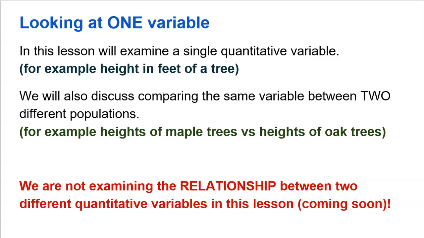We also discussed comparing the same variable between two different populations. Again, the idea here is one variable, but comparing between two populations. So the height of maple trees versus the height of oak trees. So we're still looking at the height of a tree. We're just comparing it between two different populations. What we will not be doing in this video is examining the relationship between two quantitative variables. How does one quantitative variable change another? Not looking at that. That is, of course, coming soon. So in this video, we're sticking with one variable, but we might be comparing it between two different groups.